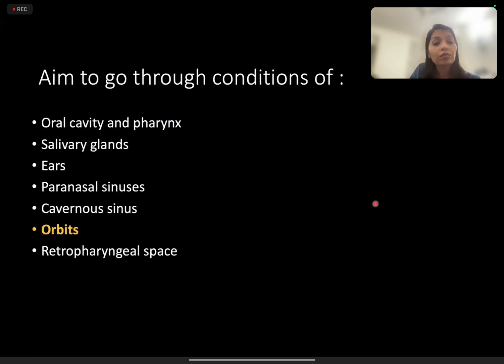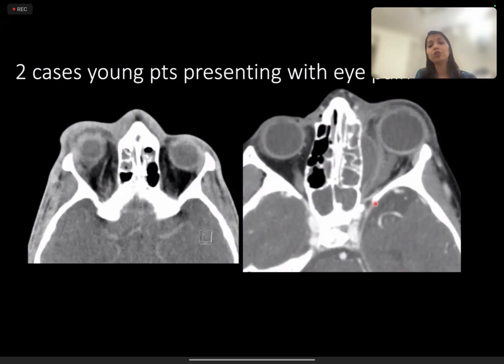Okay. So then next we are moving on to the orbits. And with the orbits, I'm showing two cases here. The right one had right eye pain, and the patient on the left had left eye pain, incidentally. So take a few moments to go through the images.